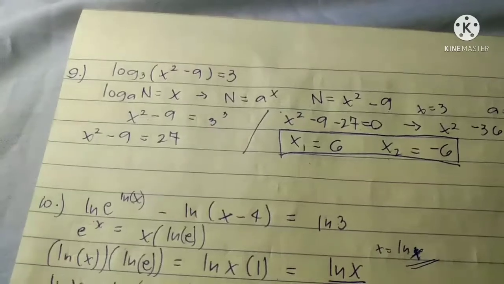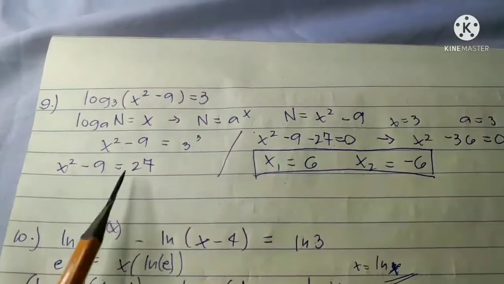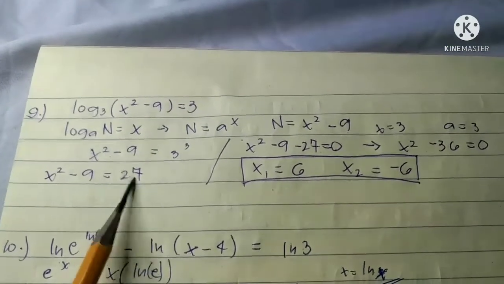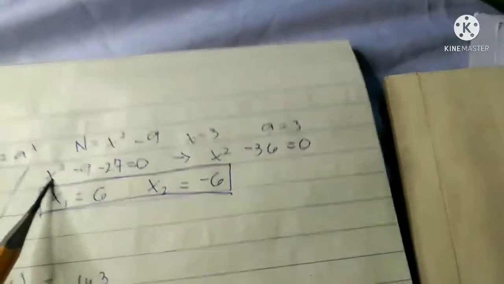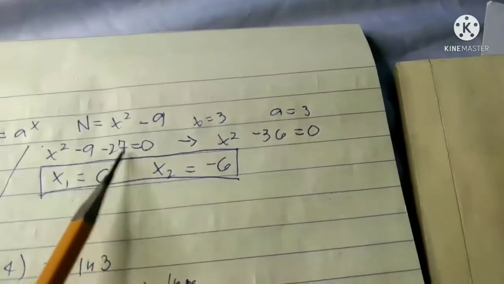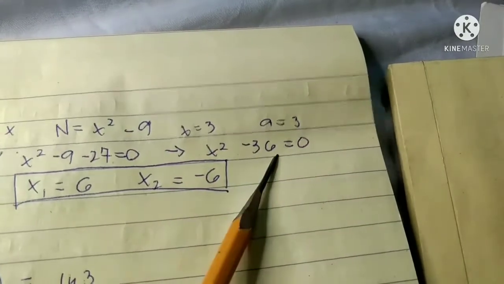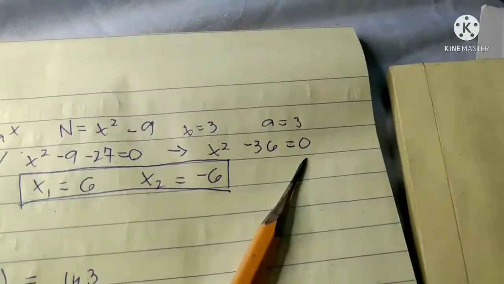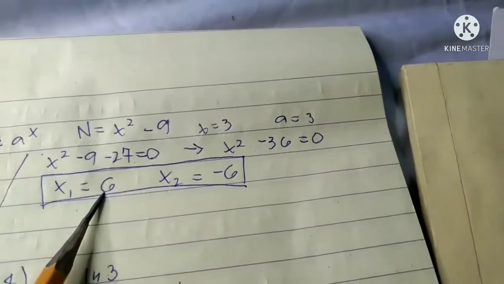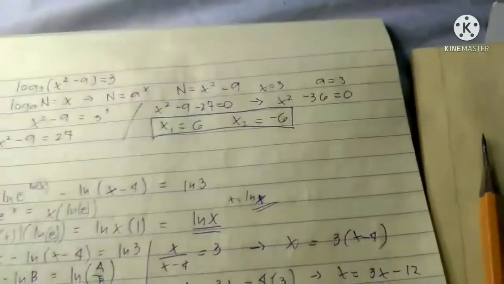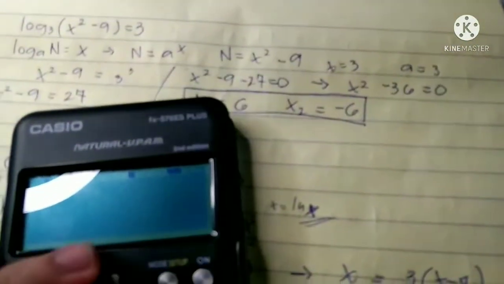Then we have now here, if we simplify, x squared minus 9 equals 27. Then we can transpose this to the other side. So we will get x squared minus 9 minus 27 equals 0. Then if we simplify, we get x squared minus 36 equals 0. Then if we factor this, we will get our x1 is 6 and our x2 is negative 6. So I use my calculator to factor this.